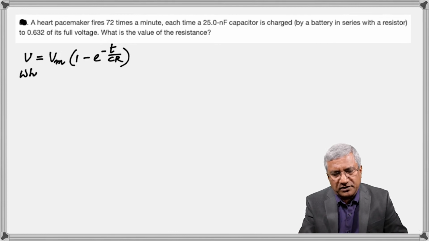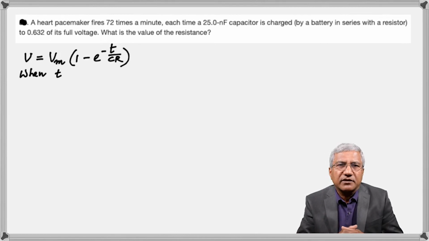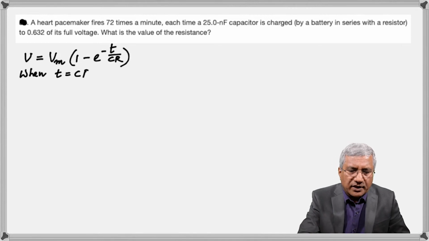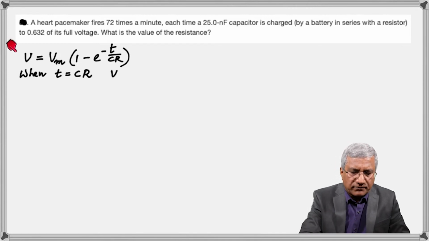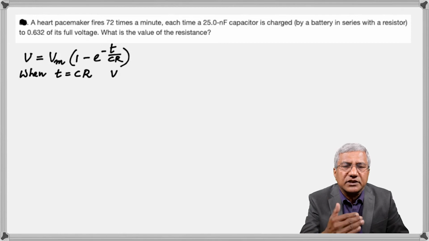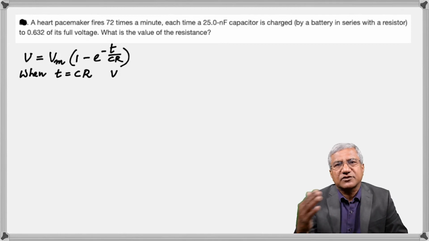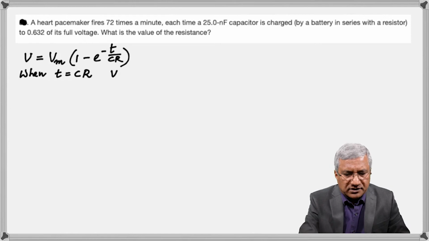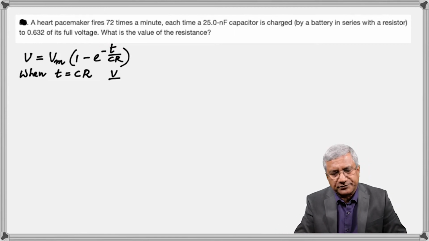And this is the formula that we use to calculate the voltage. So V is the voltage at any instant t seconds, and this is the maximum. What's given in this problem is the ratio of the voltage to the maximum, which is 0.632. So we know this ratio is 0.632, we know the time, and we know the capacitance. We can easily find the resistance. Let's do it.